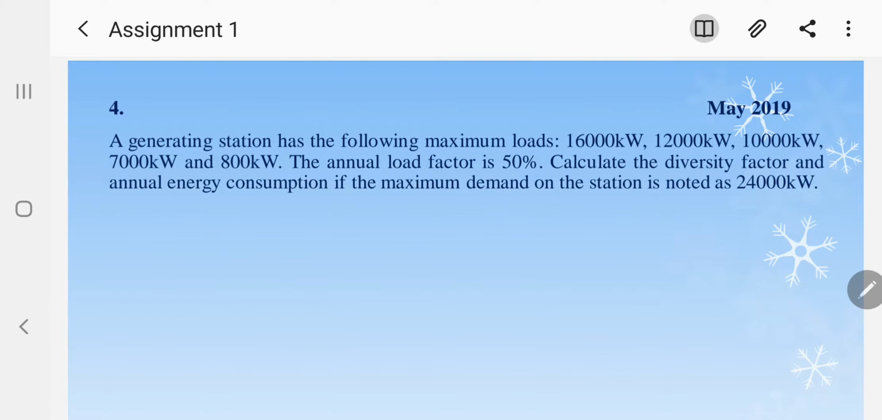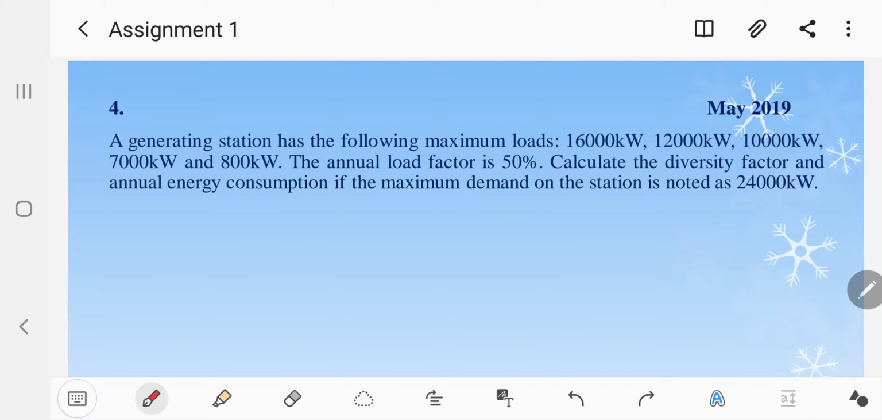A generating station has the following maximum loads. What are the values given? Maximum loads are 16,000 kilowatt, 12,000 kilowatt, 10,000 kilowatt, 7,000 kilowatt and 800 kilowatt. And the annual load factor is 0.5, that means 50%. Calculate the diversity factor and the annual energy consumption if the maximum demand on the station is noted as 24,000 kilowatt.